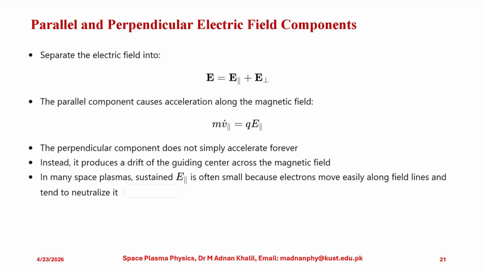The last point on the slide adds a realistic space plasma note. In many space plasmas, sustained parallel electric fields are often small because electrons move very easily along magnetic field lines and tend to neutralize such fields rapidly.